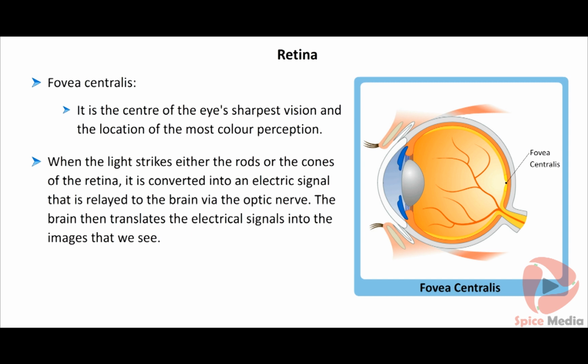When light strikes either the rods or the cones of the retina, it is converted into an electric signal that is relayed to the brain via the optic nerve. The brain then translates the electrical signals into the images that we see.